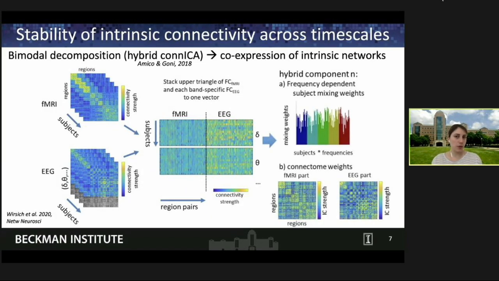Again, I don't want to go into the details, but what we learned from this study is that there is a stable component that has both an EEG part and an fMRI part, and both of those parts spatially reflect intrinsic connectivity networks, the typical neurocognitive networks that we know. So really again emphasizing that those networks exist in static EEG connectivity as well.